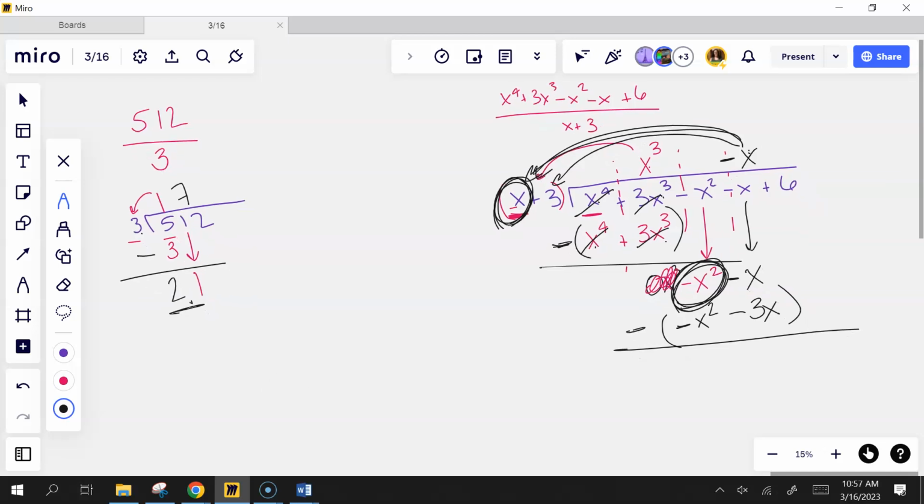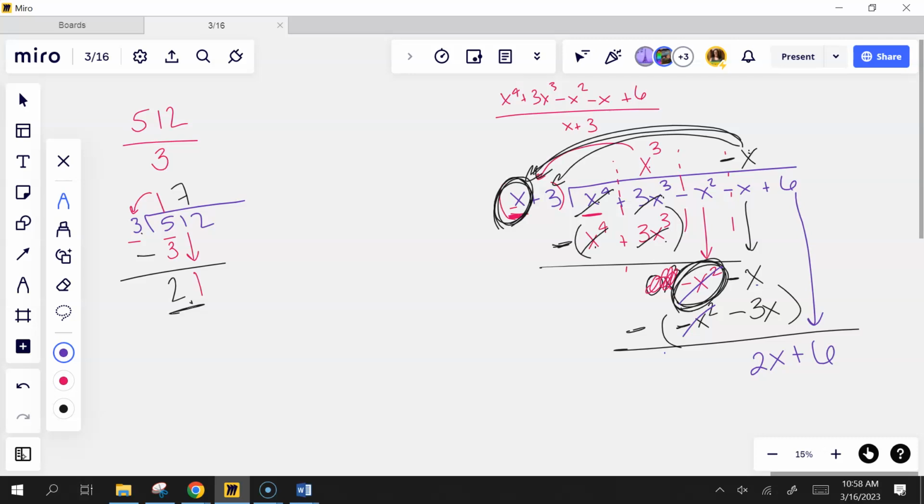All right, so I've got, the first should always cancel out for you. That should always happen. Negative x minus negative 3x is what? Positive 2x. What do I do now? Drop down the next term and do it all again.